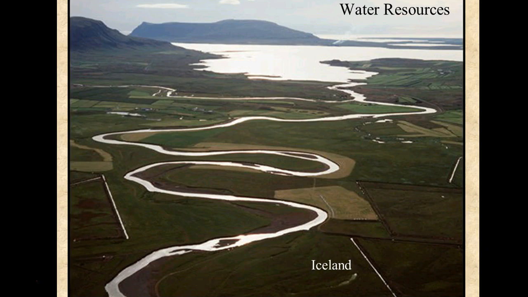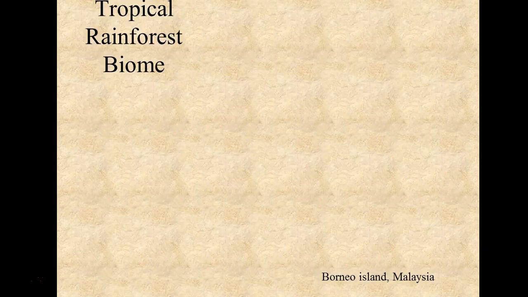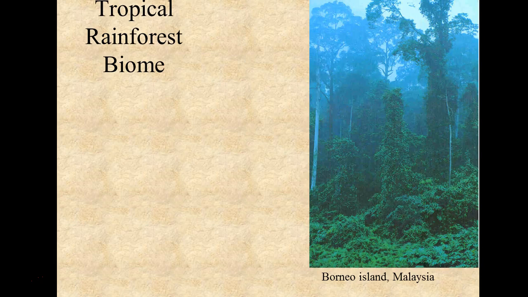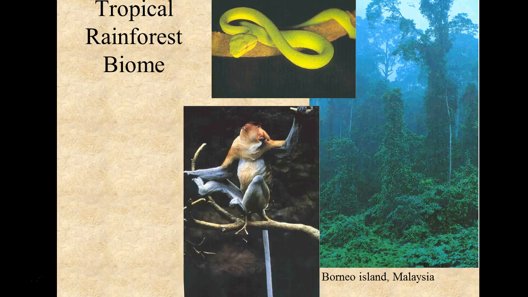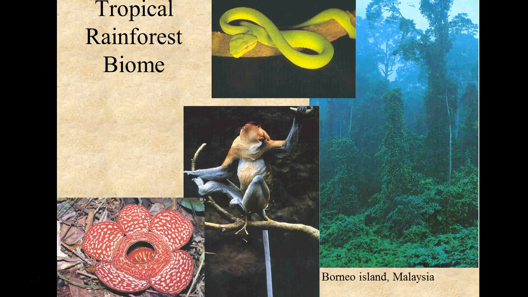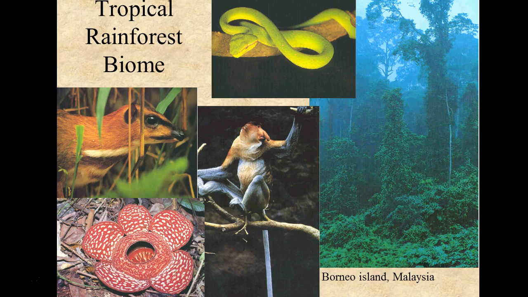Like most life forms, humans have a dependence on water resources. This image from Iceland shows agricultural activities along the margins of this river as it travels towards the sea. The tropical rainforest biome, with a tremendous diversity of species, is home to as many as 50% of all land-based organisms. Here we can see some of the species associated with Borneo Island in the country of Malaysia.